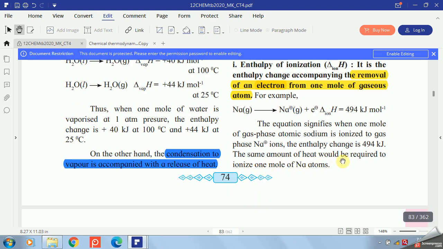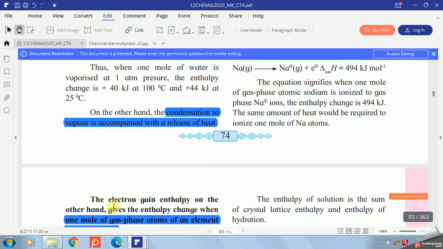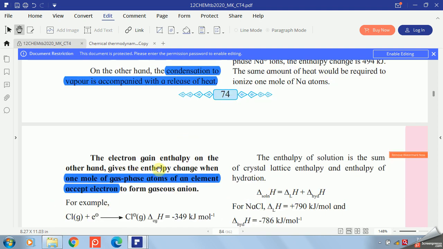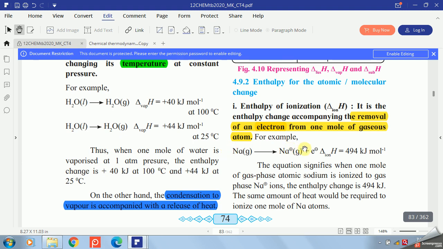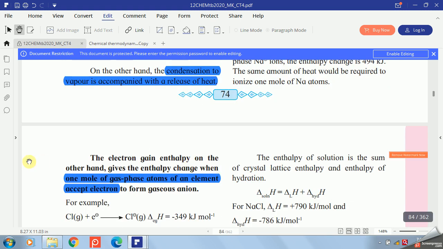Then the same amount of heat would be required to ionize 1 mole of sodium atom. Okay, because it is the same. For loss of electron, it is enthalpy of ionization, and all are familiar with ionization enthalpy that we learn in the periodic table in 11th standard. So what is the opposite of loss of electron? It is gain of electron. So the definition is electron gain enthalpy.